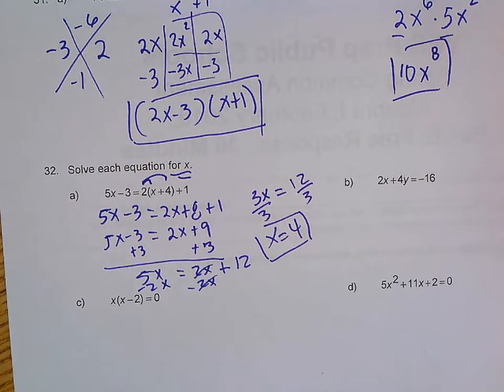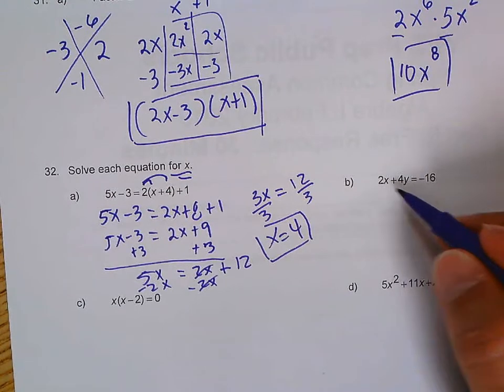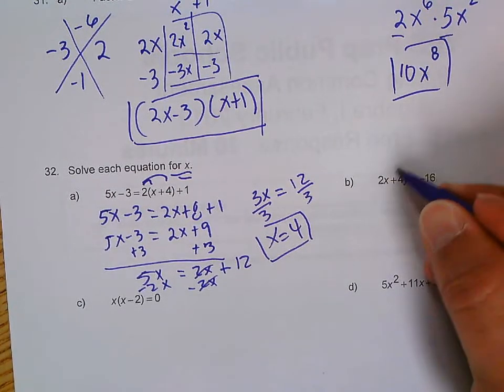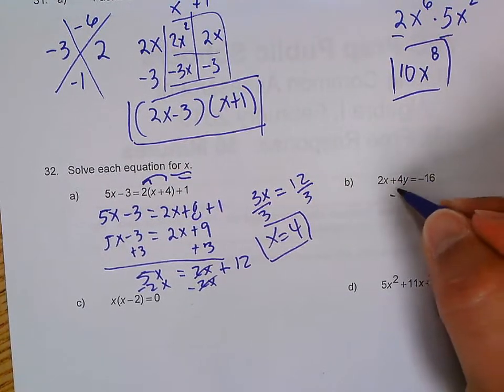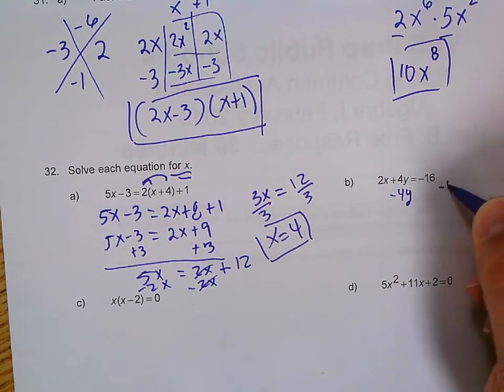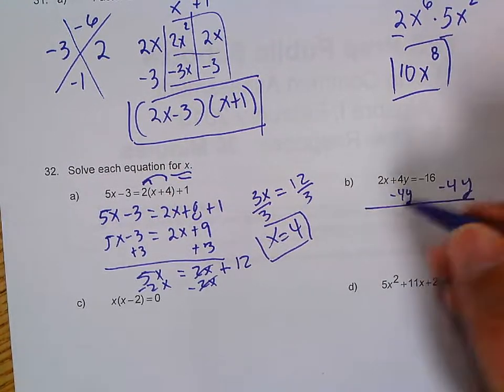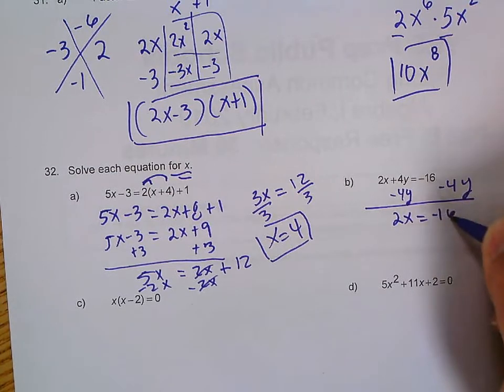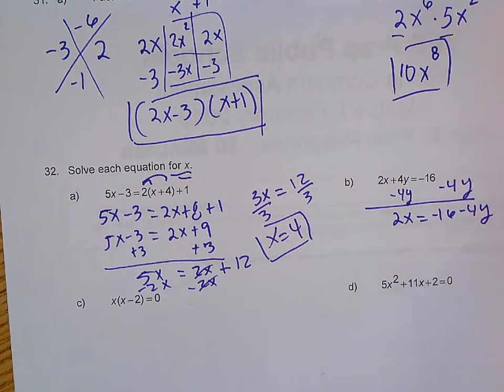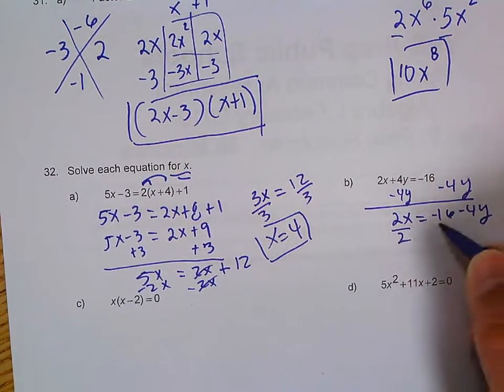That's it for that. Okay. Next one. Since I'm solving for x, the first thing that I have to move is this positive 4y. So I'm going to subtract 4y from both sides. That leaves me with 2x is equal to negative 16 minus 4y.